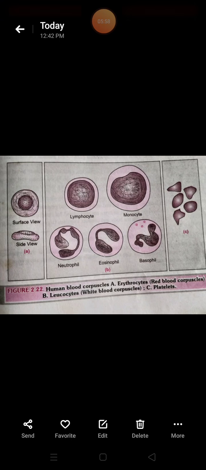Once again, what is lymph? Lymph is another type of fluid connective tissue. It is colorless in nature. Another name is tissue fluid, and it has only plasma and WBC.